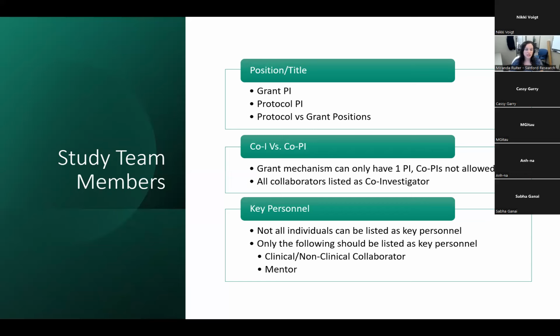I will put a side note in here, even though they're not considered key personnel to the grant mechanism, any person touching, working on, or viewing data on a project do need to be listed with the IRB. So just a little difference there. So when you're looking at personnel, make sure you clearly know there's a difference between the grant mechanism versus an IRB or study.